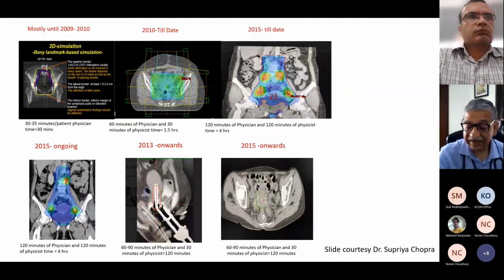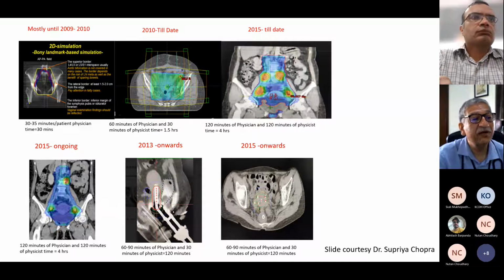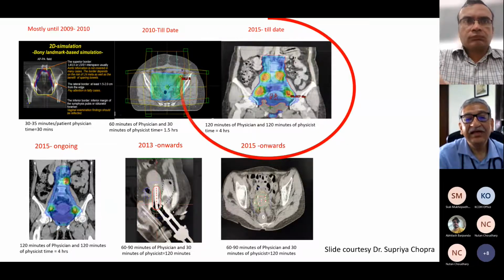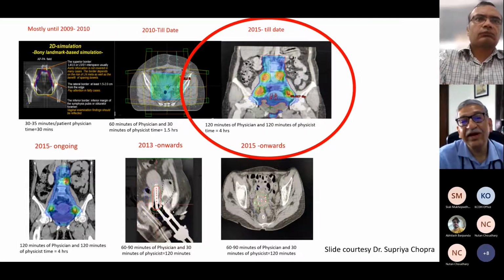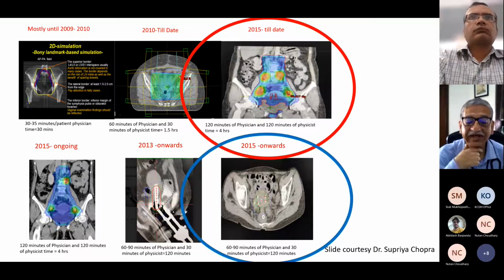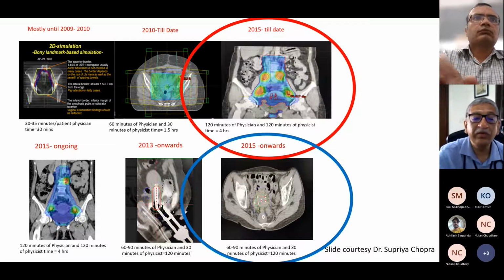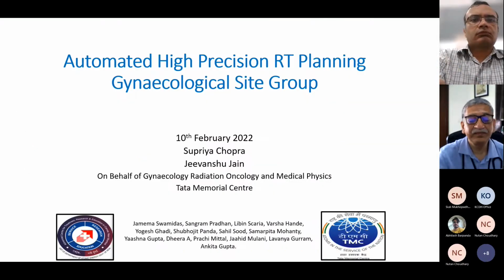Now, the point is that although it did result in lower grades of toxicity, as you can see here, it requires significant amount of physicist and physician time. Here it is 4 hours compared with the conventional radiotherapy that requires only about 30 to 45 minutes for planning. And the same is true for brachytherapy, which is a form of intracavitary radiotherapy for cervix cancer, again requires almost 2 hours of planning for a single patient compared with much lesser times with conventional techniques.